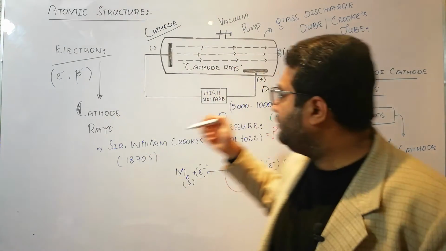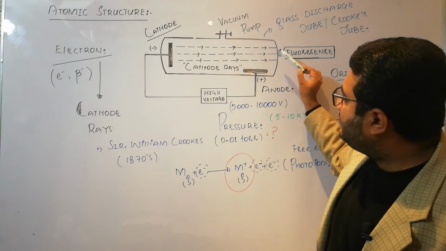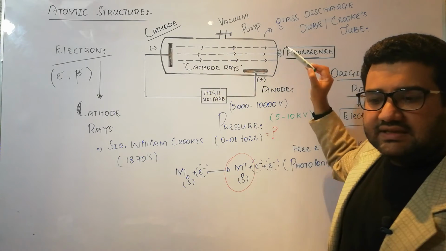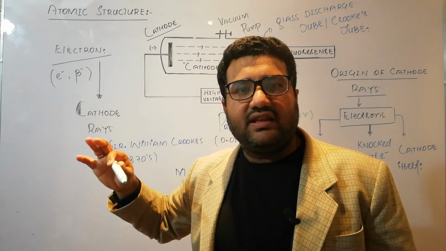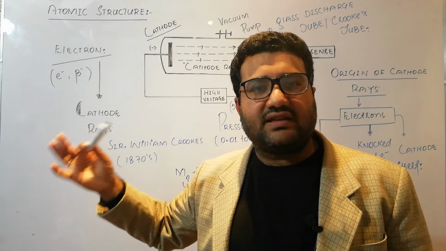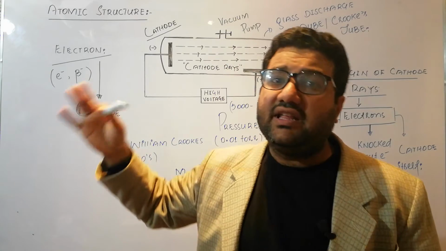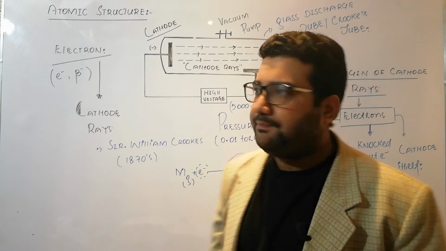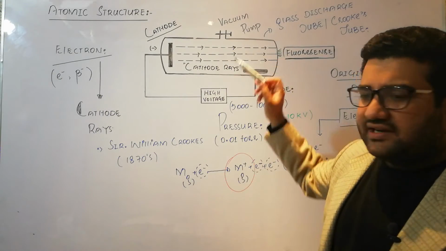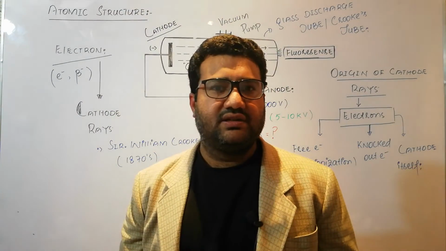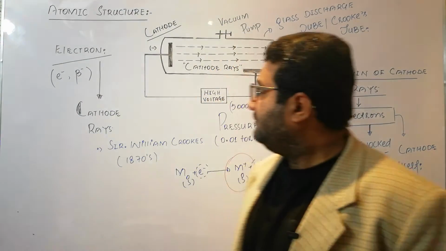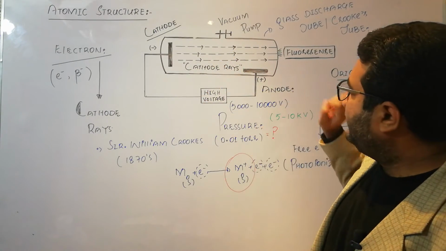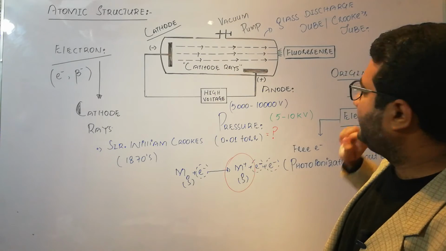How do they produce fluorescence? Obviously, when cathode rays strike the glass atoms, some of the electrons in these glass atoms are excited, and when those electrons are de-excited, the glow or fluorescence is produced. In the Crookes tube, a greenish glow is produced. So this was about the discovery of the cathode rays.